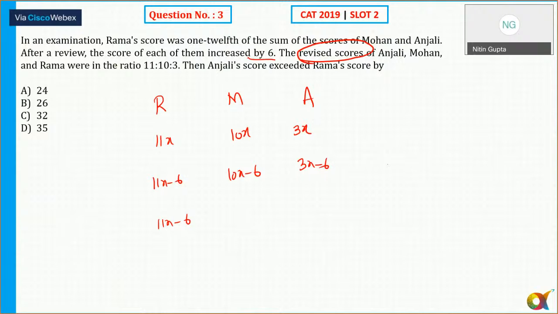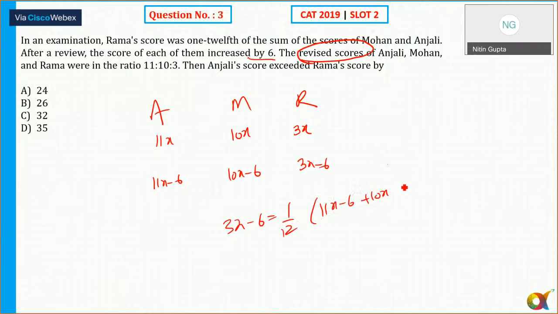Okay, the ratio is given for Anjali, Mohan, and Rama. Let Anjali's score be 11x minus 6. Now, we also know that Rama's score, that is 3x minus 6, is 1 by 12 times of the 11x minus 6 plus 10x minus 6. Solve this, you'll get x is equal to 4.